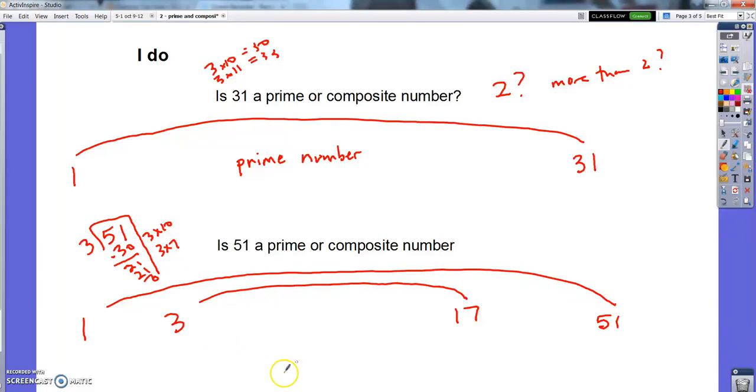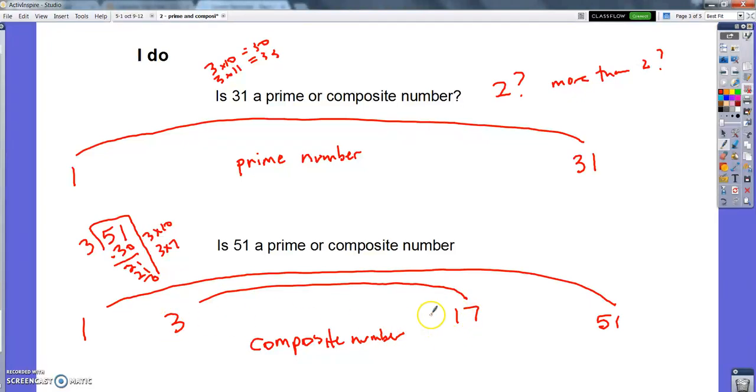Now, it might have more. It might have 4 or 5 or 6 or 7. To answer this question, though, I don't need to know any more. All I need to know is it has more than just 2. So since it has 4 factors, it is a composite number.